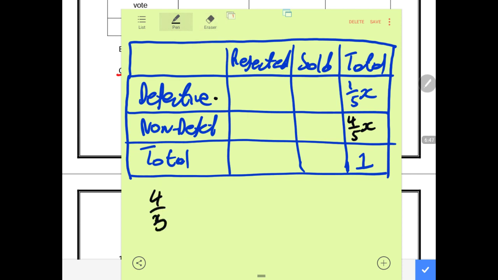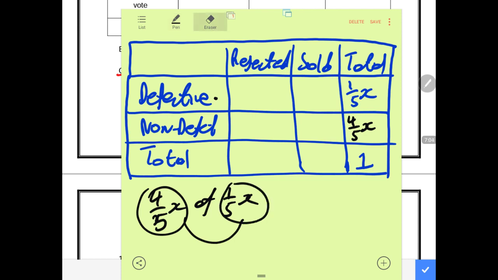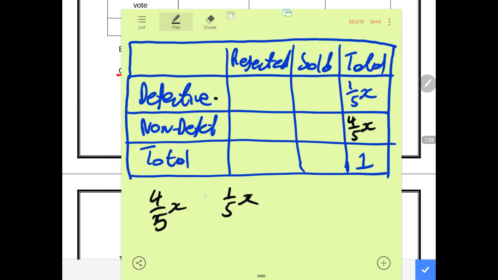4/5 of the defective. Remember, the defective switches is 1/5. X is representing the number of the switches. So now 4/5 of the defective, meaning 4/5 of the defective switches. And we know that "of" means multiplication, meaning 4/5 multiplied by those that are defective, which is 1/5, are rejected.